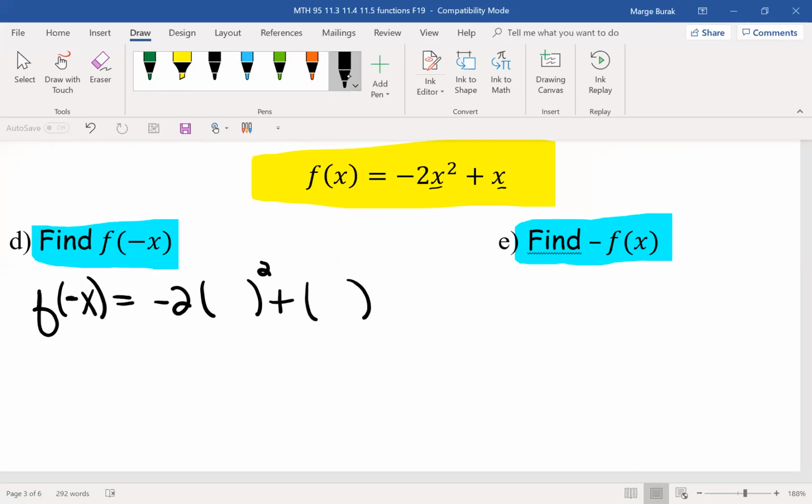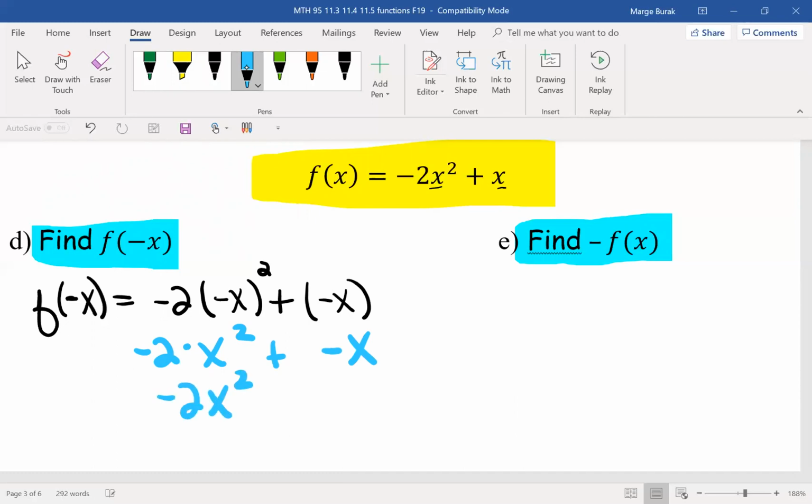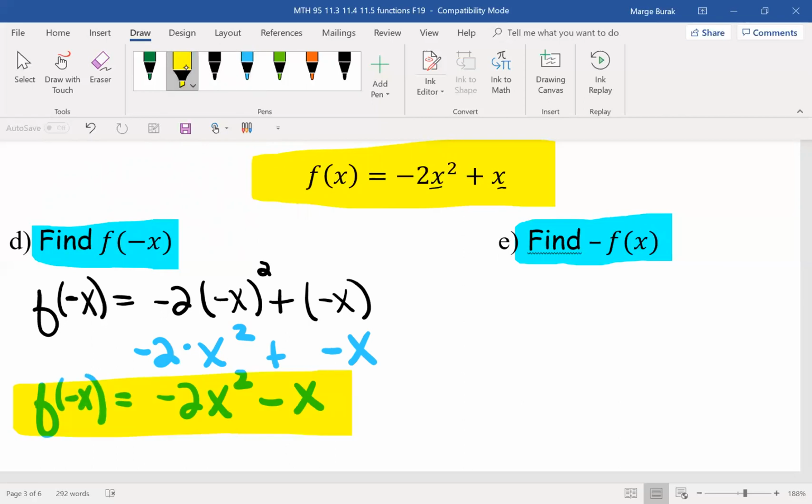So I stick that inside and inside, and now I'm going to do order of operations, and I'm going to square negative x. So negative x times negative x is positive x squared. Then this just becomes negative 2x squared minus x. That's what f of negative x is. Now the opposite or different here is it says negative is outside.